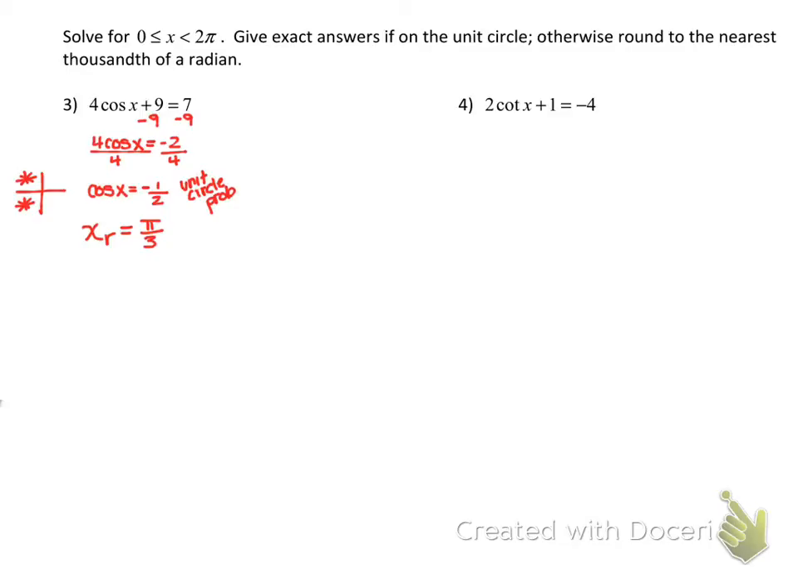So we need to use this reference angle then to find the x values, the angles that we're looking for in quadrants 2 and 3. So in quadrant 2 is where we have pi and we subtract our reference angle, and we get 2 pi over 3. And then in quadrant 3 is where we add it to pi. And we get 4 pi over 3.